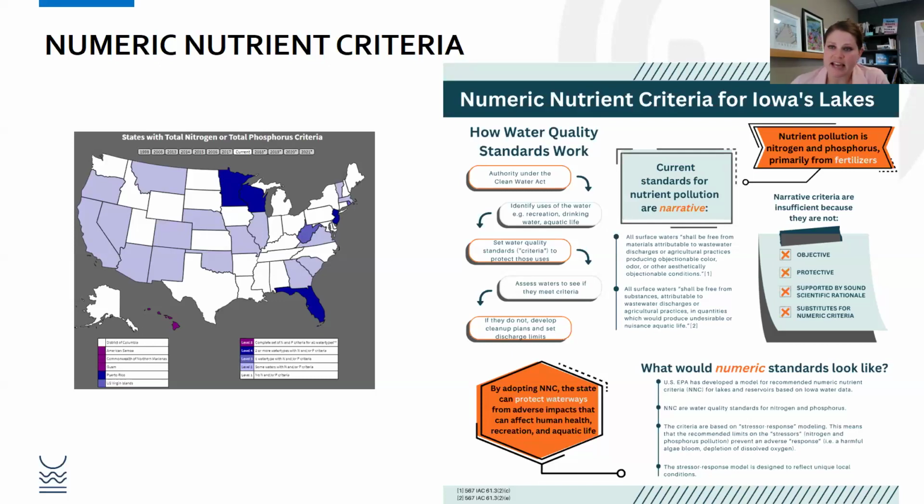So the state has had an opportunity to adopt numeric criteria for many years, but they have not taken that opportunity or embarked on looking into that opportunity. So that's something that we'll continue to push for, and that other states have adopted, but Iowa is lagging behind on.